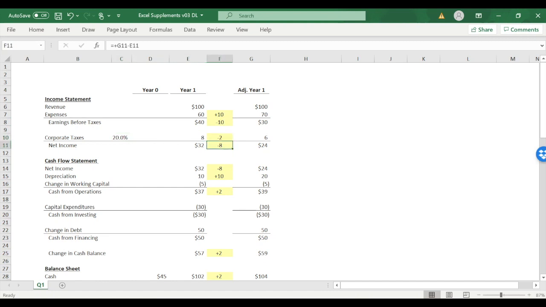Now, that means since we're paying 2 less in taxes, our net income is only down by 8. So we're down 8 on net income because we've increased depreciation by 10 on the income statement. That's all you need to say on the income statement. So then we come down to the cash flow statement.